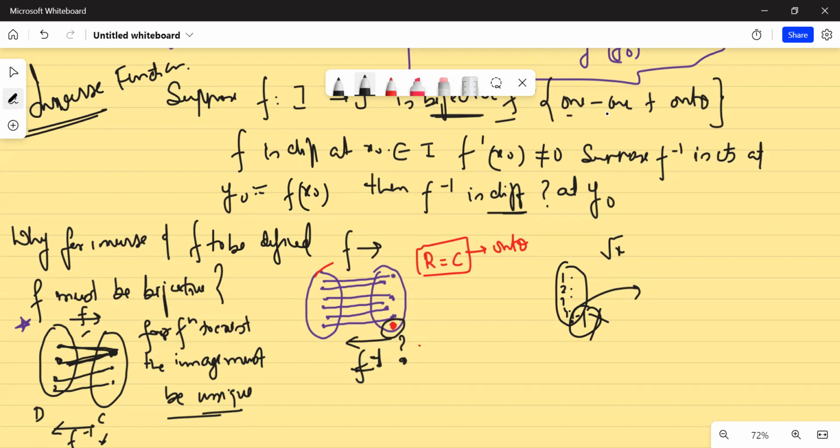Yes. So for a function to have an inverse, it must be a bijective function. That is, it must be 1-1 and onto. Now a question arises: what about f(x) equal to sin x? You know that in inverse trigonometry, you define sin inverse x. How do you define sin inverse x? Here you are. This is sin x.